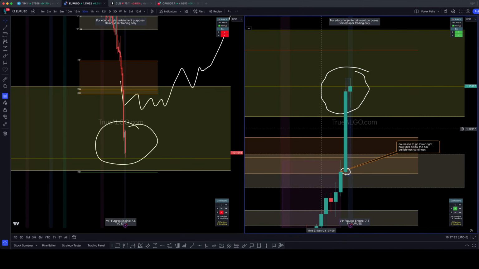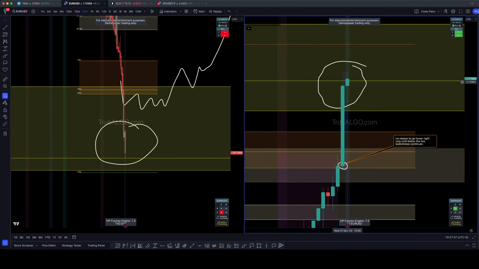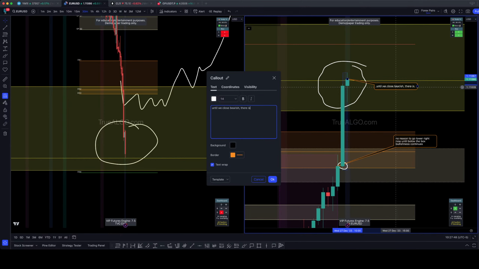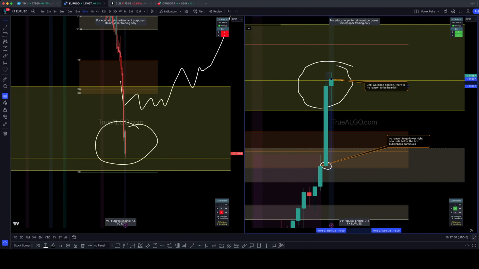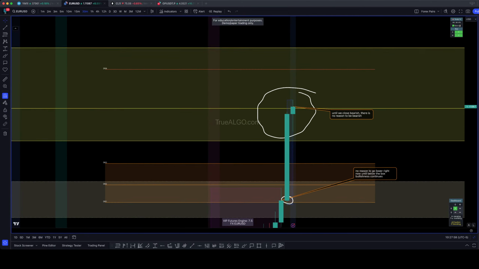Euro's still holding that green bullish position, DXY putting in a new low. Let me write the note, you can see it down here: until we close bearish, there is no reason to be bearish. Now listen, this statement can be taken like, well, that's obvious. No, it's not. Especially if you're a retail trader.